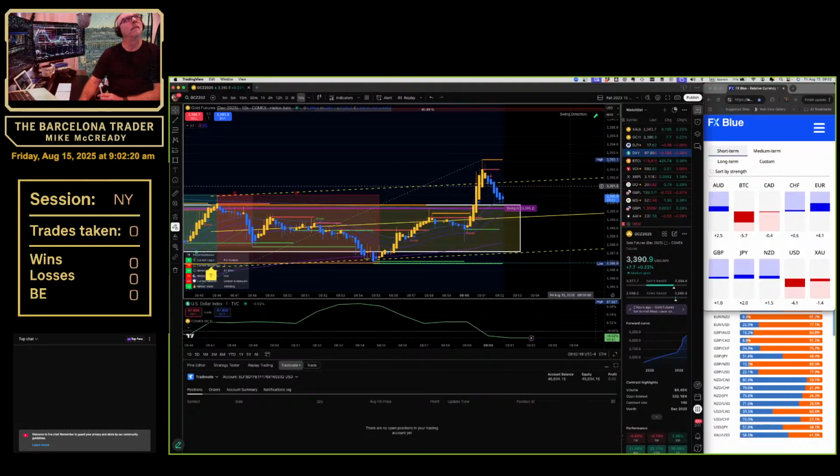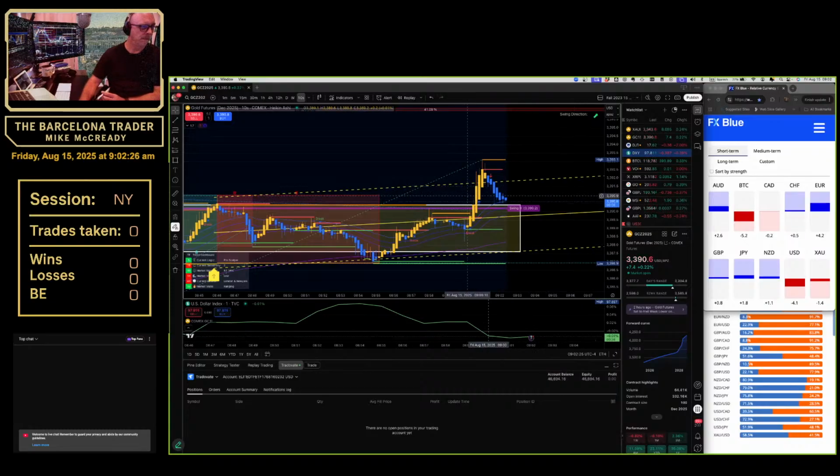So on my MetaTrader, the resistances I could see are gone now. So if it goes back up, I think it's going to have a place to go.